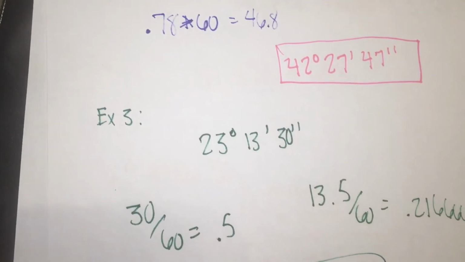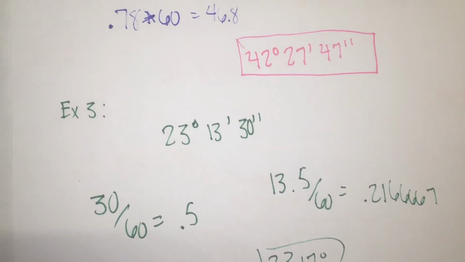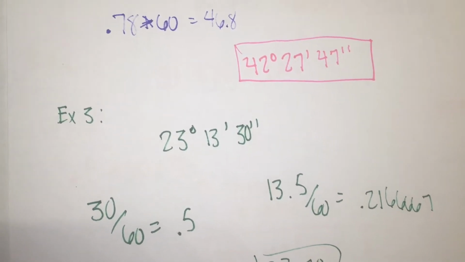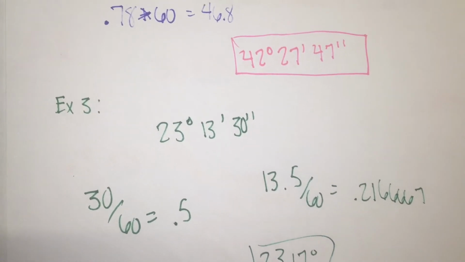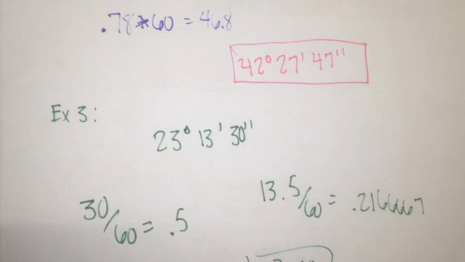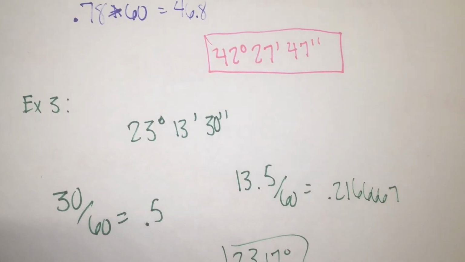In this next example, we're going to be going the opposite direction and converting degrees, minutes, and seconds to degrees. So the first thing we're going to do is take the seconds, which is 30, and divide it by 60, because if you can recall, it's 1/60th. So 30 divided by 60 is 0.5. After that, we're going to tack this onto the unit next to it, which is minutes, so we're going to have 13.5 divided by 60.